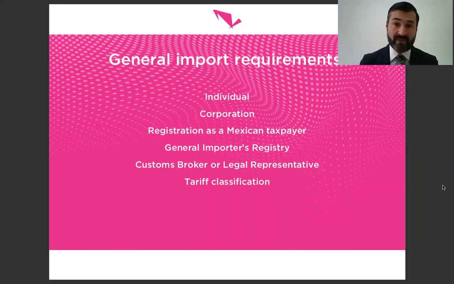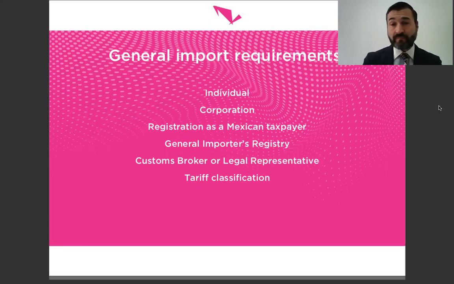Okay, super important. Mexico just recently adopted a 10-digit tariff classification. In the past, it was an 8-digit tariff classification. In the States, in Canada, and in some other countries, they have 10 digits for tariff classification, or they call it the use of the harmonized tariff schedule. So these 10 digits help identify at a more specific level of detail what the product that is going to be imported into Mexico is about.